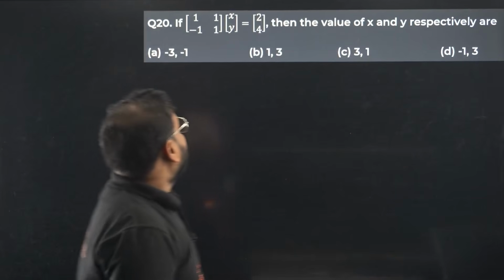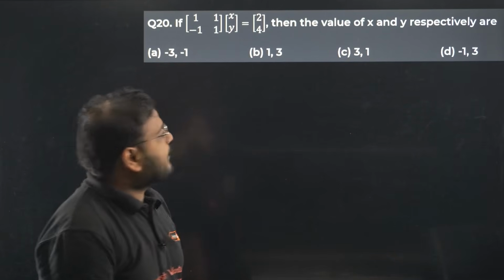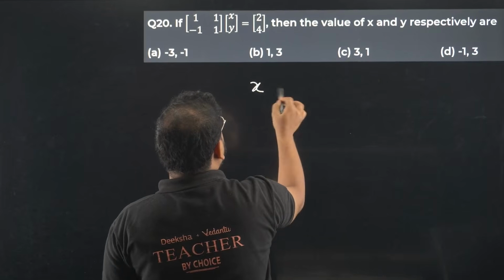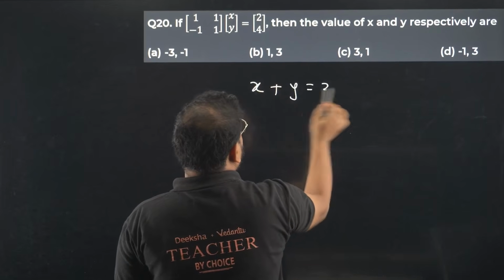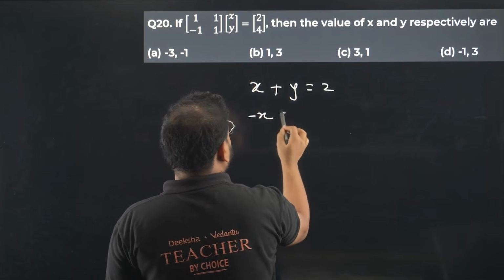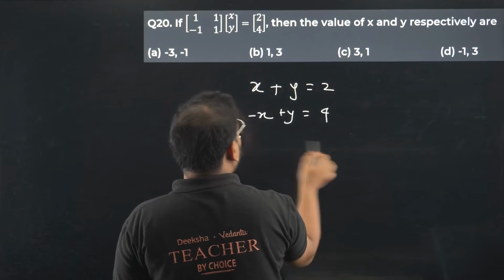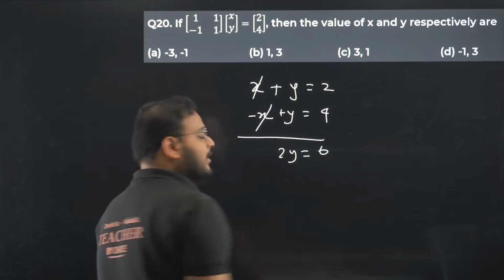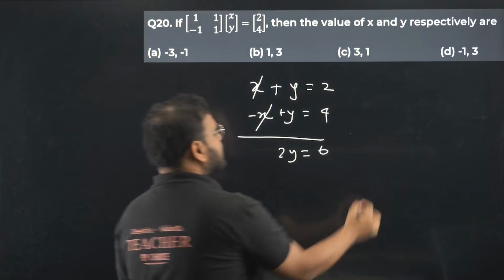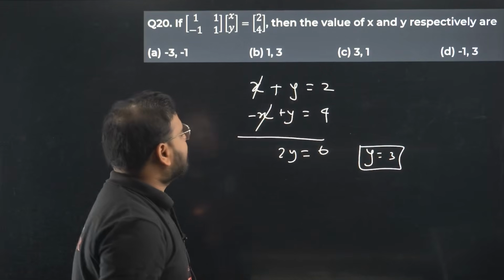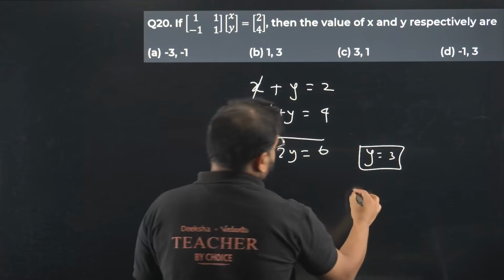All right. If this is given like this, find the value of x and y. Okay. Let's do that. Multiply this. X times 1 is x. Y times 1 is y. Equal to 2. Same way. Minus 1 times x is minus x. 1 times y is plus y. Equal to 4. Add them. Cancel. Y plus y is 2y. 2 plus 4 is 6. Y value is 3.